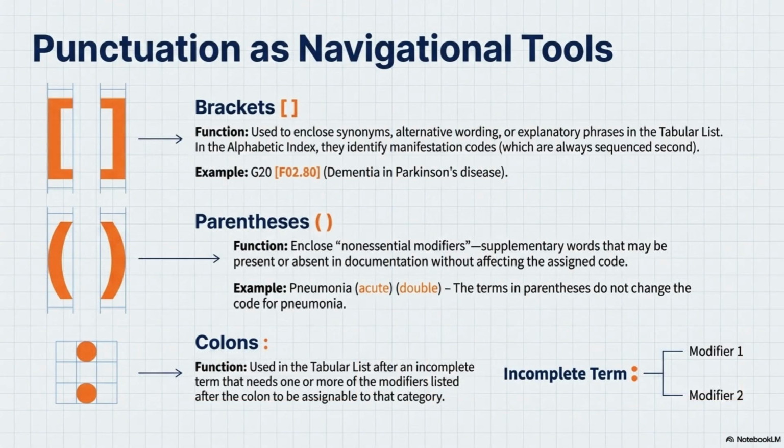ICD-10-CM uses punctuation to guide code selection. Brackets are used in the tabular list to enclose synonyms or explanatory phrases. In the alphabetic index, brackets identify manifestation codes, which must always be sequenced second. Parentheses enclose non-essential modifiers, words that may appear in documentation but do not affect code assignment. Colons appear after incomplete terms in the tabular list. They indicate that one or more of the listed modifiers must be present for the code to apply.